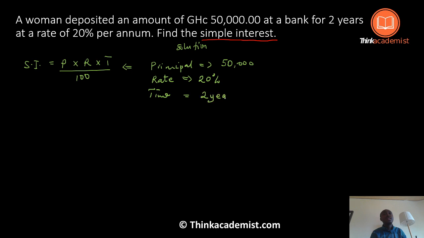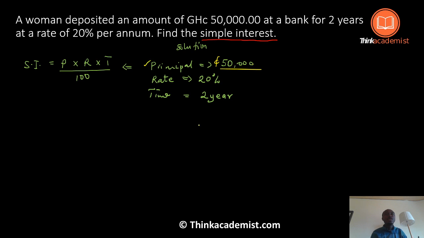Now let's carefully analyze the formula and how to identify the things. Remember, the principal is always the initial amount that is stated. So a man deposited, that's the initial amount. A man took a loan, that's the initial amount. A man invested, that's the initial amount. So the initial amount is always our principal.